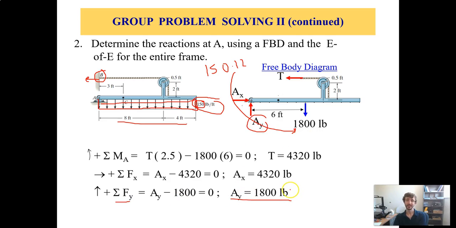Makes sense? AX, that would require some algebra to do first, so we have to do some moments around a point. And I'm going to do around point A because it gets rid of one of my unknowns. So then I only have two things causing a moment. I have this 1,800 pounds causing a moment in the clockwise direction, and I have this tension, which is causing a moment in the counterclockwise direction. So the tension causes a positive moment, the downward force causes a negative moment.